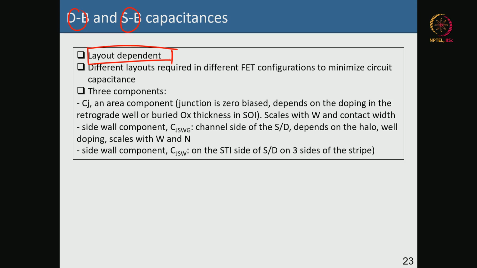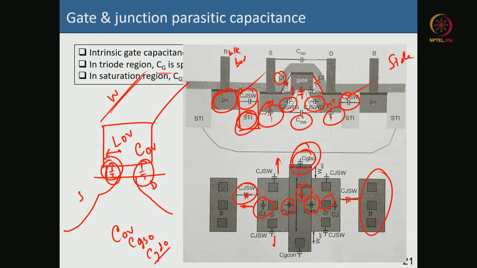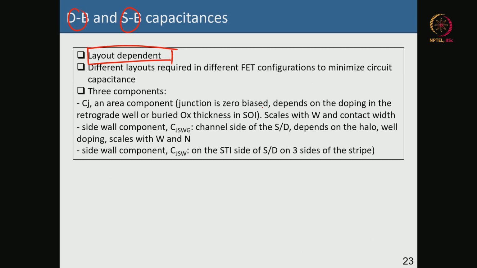So there are three components of the source-to-bulk (or body) and drain-to-bulk coupling capacitances. One is CJ, which we already talked about. CJ is basically an area component. It's a junction capacitance, you can say, at zero bias. It depends on the doping in the well or the oxide.